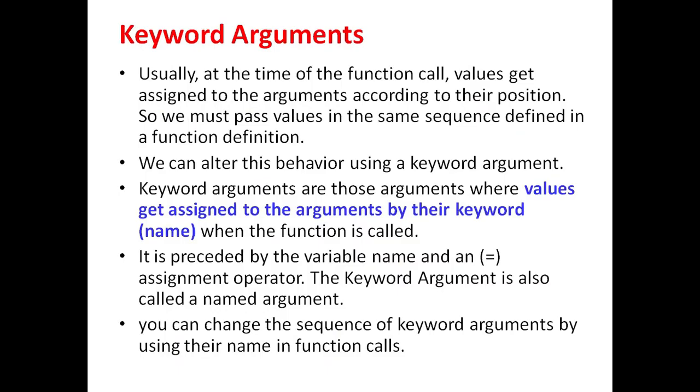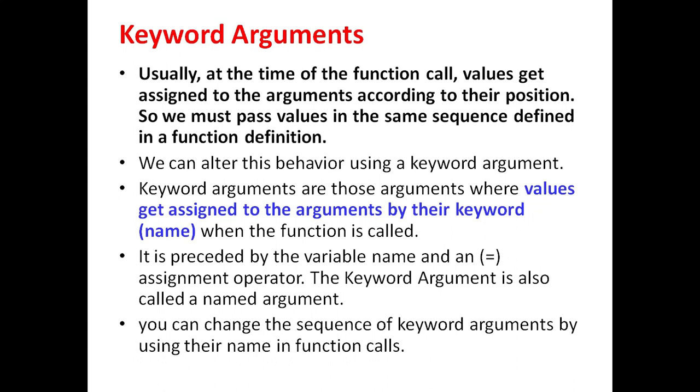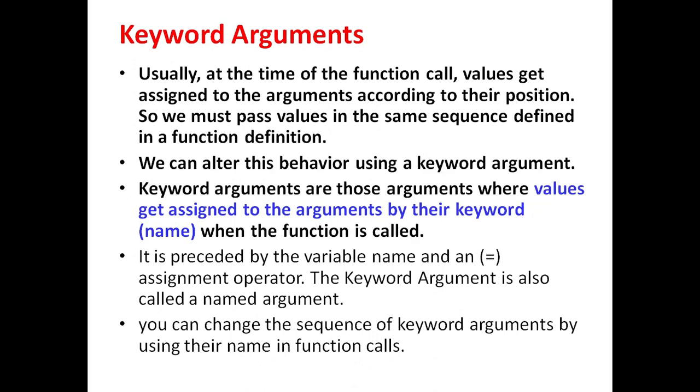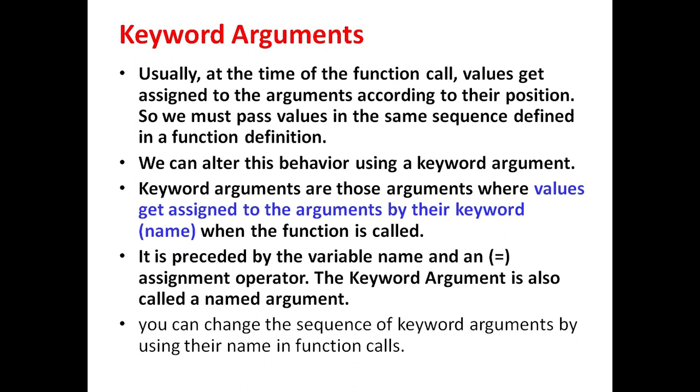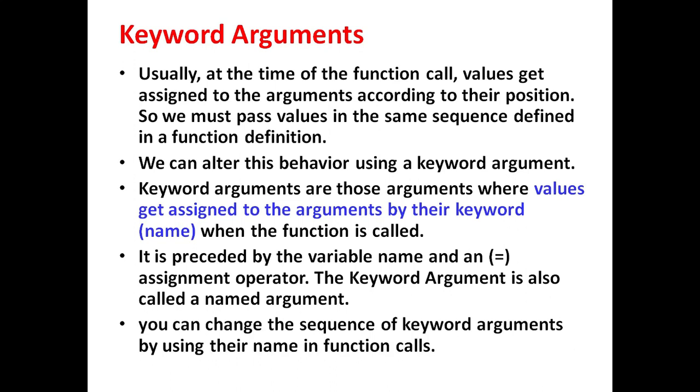Next is keyword argument. Usually at the time of function call, values get assigned to the arguments according to their position. So we must pass values in the same sequence defined in a function definition. We can alter this behavior using keyword arguments. Keyword arguments are those arguments where values get assigned to the arguments by their keyword, that is name, when the function is called. It is preceded by the variable name and an assignment operator. The keyword argument is also called a named argument. With keyword argument, you can change the sequence of arguments using their name in function calls.